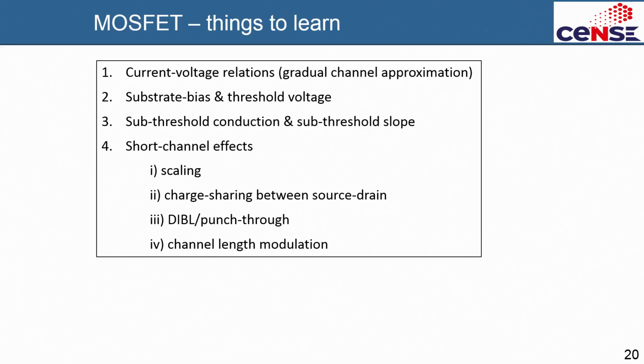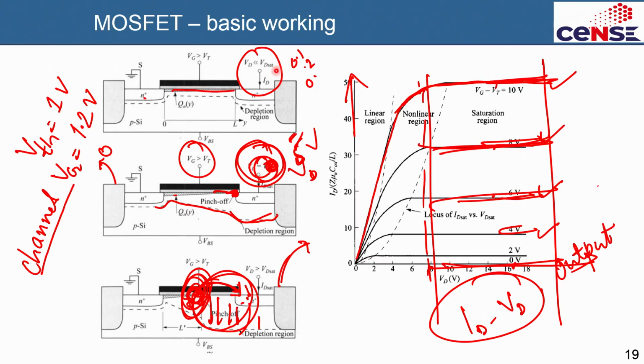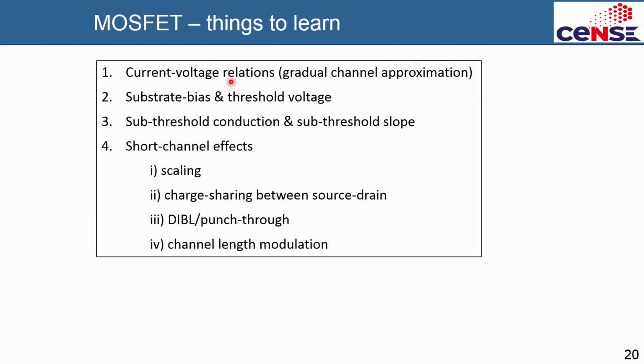Okay, so let's come to the board here again. These are essentially the 4 topics that we will learn in the MOS transistor. First thing is the current voltage relation, and by current voltage relation I mean this particular relation. We have already discussed the qualitative aspect. We will do the quantitative aspect. We will try to derive a mathematical expression for this particular ID VD, that's called the current voltage relation. We will derive a mathematical expression which is based on something called the gradual channel approximation, GCA.